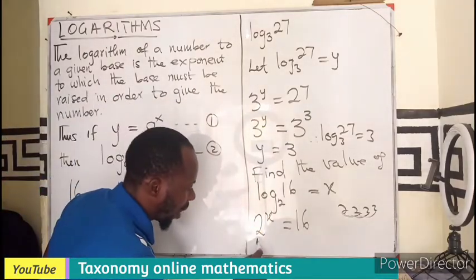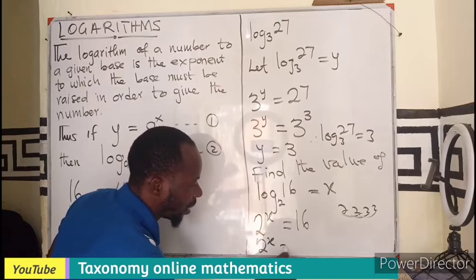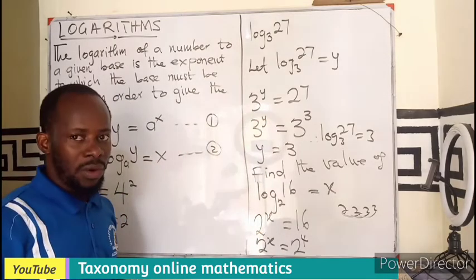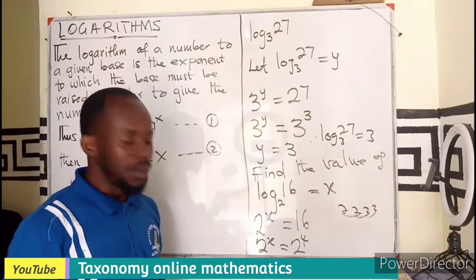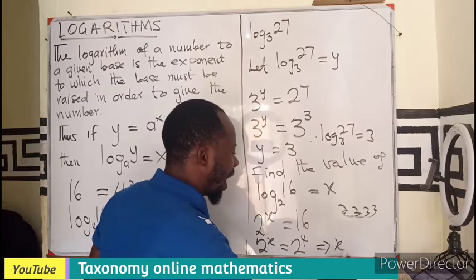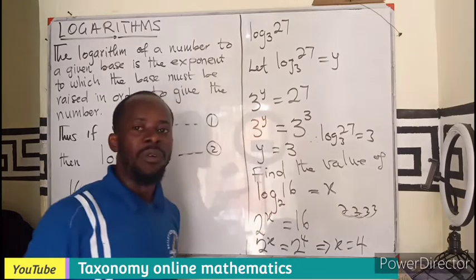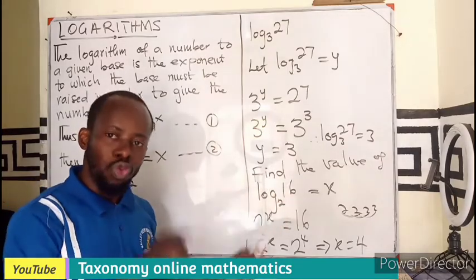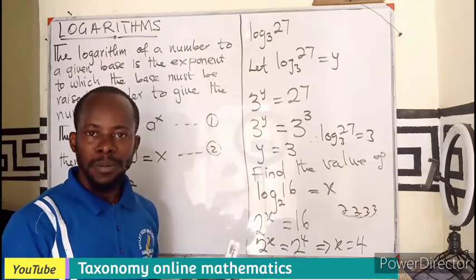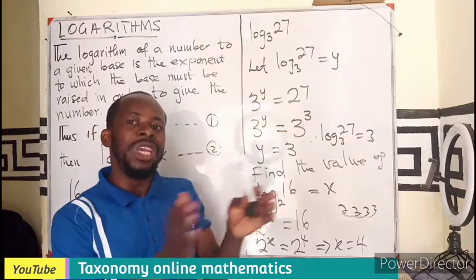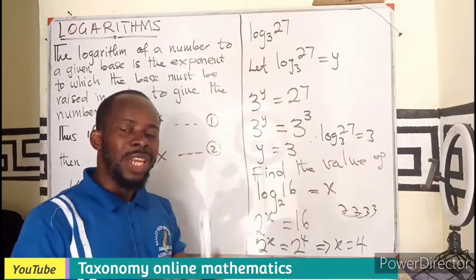So our equation still remains 2 exponent what? 4. So per the law, if the bases are the same, we take what? The exponent. So it implies that our x is just the value of 4. Therefore, log 16 to the base 2 is just 4. I believe you get the concept, the transition from logarithm to indices and indices back into logarithm.